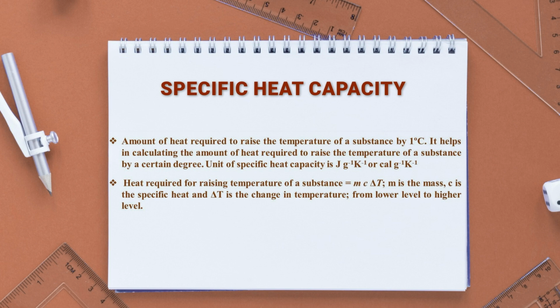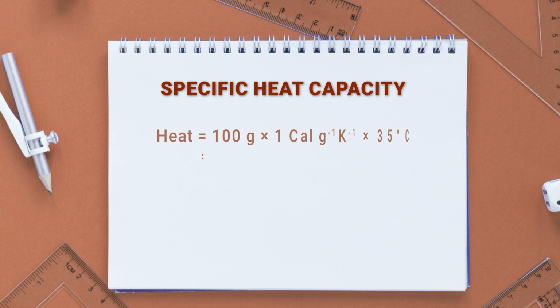Now the heat required is generally given by the formula: mass of the material, specific heat capacity, and the temperature difference delta T. So Q equals M into C into delta T. Now let us take one example. I have 100 gram of water, for example, and the specific heat of water is 1 calorie per gram per Kelvin.